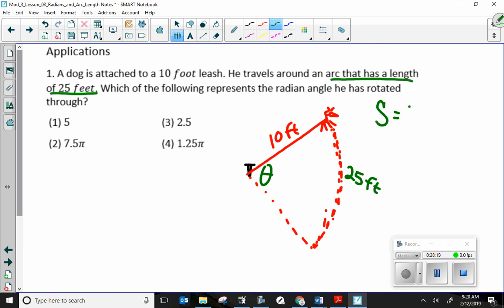S equals theta times R. It doesn't change. We have the 25 for our arc length. We need to find the angle he runs through, times 10. Just divide by 10.